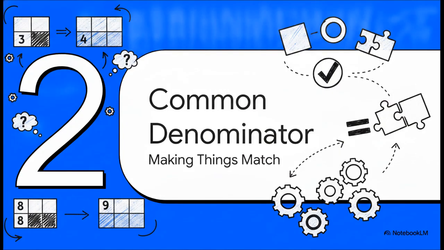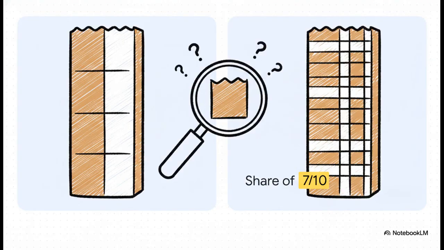Section 2. Finding a common denominator, or making things match. Let's see how this builds into our next challenge. What happens when the fractions don't speak the same language? Imagine one friend offers you 3/4 of their snack and another offers you 7/10 of theirs. How can we possibly compare a share of 3/4 with a share of 7/10?